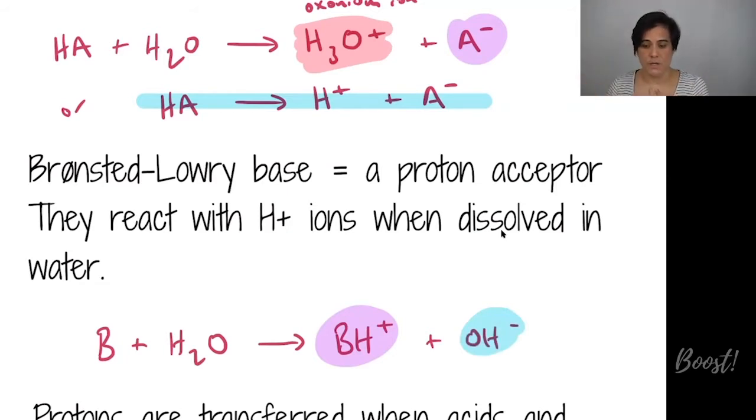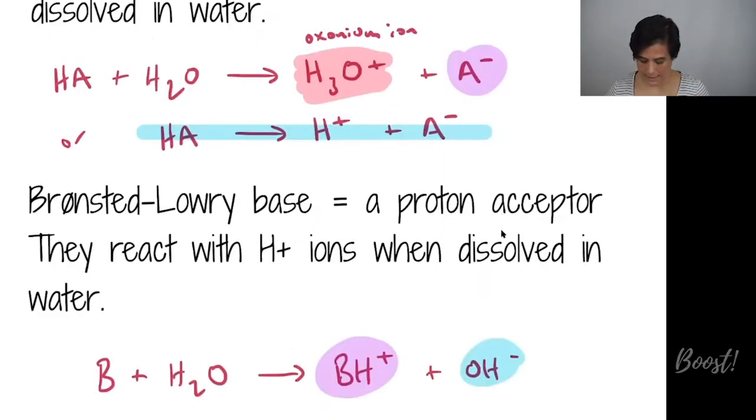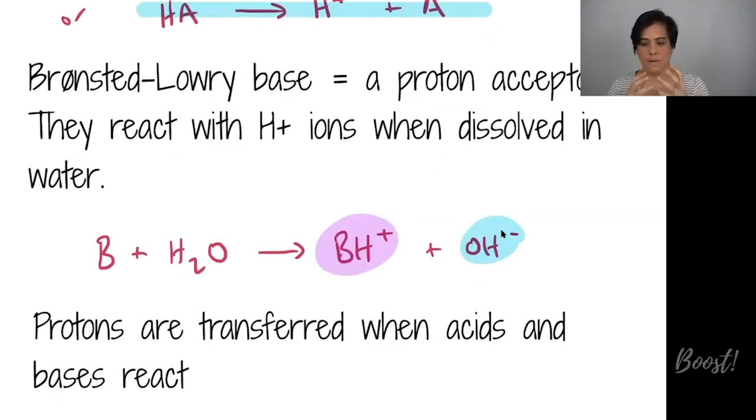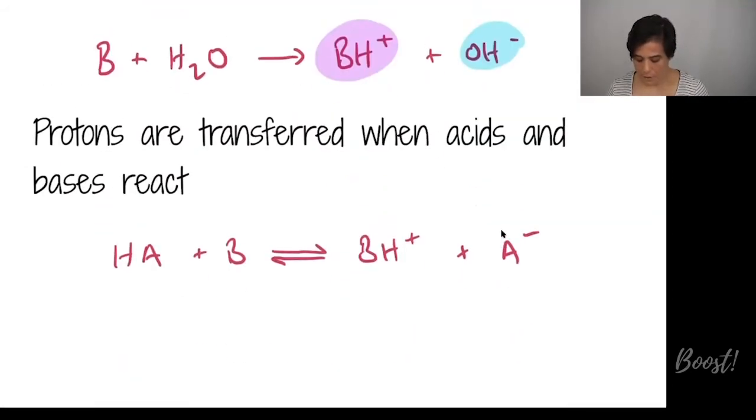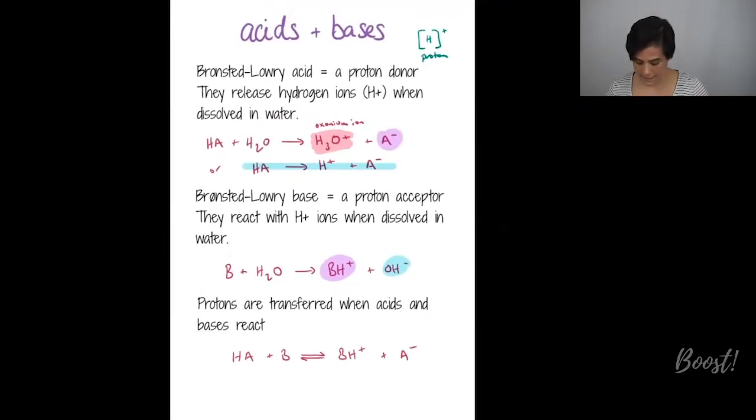So in the first set of equations, the proton is given away by the acid to the solution. The acid is donating a proton, and in the second equation, looking at bases, the base takes a proton from the acid, and so the base B becomes BH+, because it's accepted a proton that's come from an acid. So protons are transferred when acids and bases react, and we can combine those two equations that we looked at earlier into the one equation at the bottom.